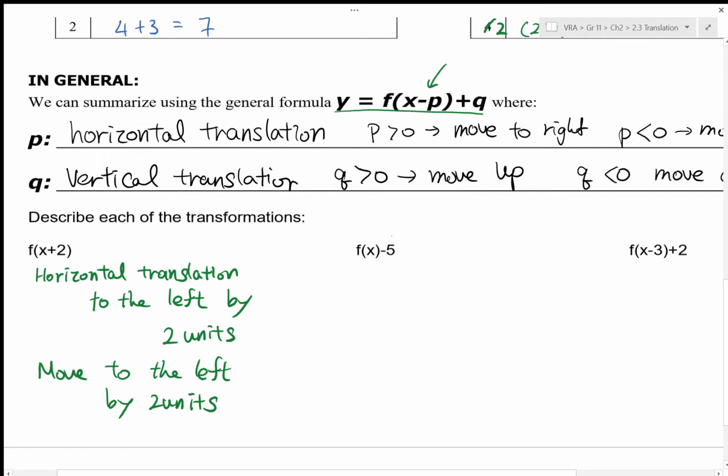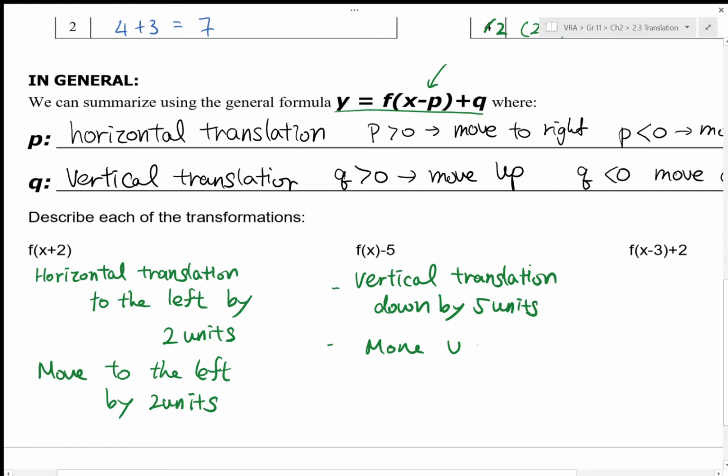Now, the next one, we have f at x minus 5. So this is outside of the brackets, or outside of the function itself, then it obviously is a vertical translation. Vertical translation down by 5 units. And that is very simple because it is -5, right? If it was +5, it goes up. Or you can simply say move down by 5 units.